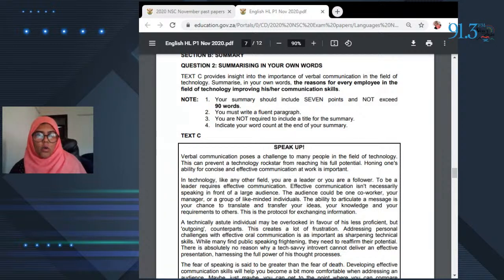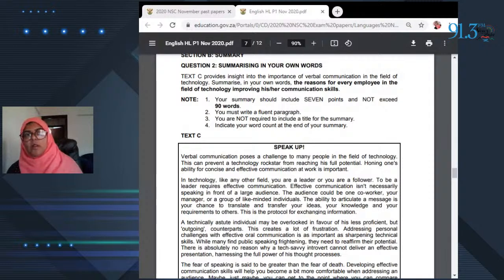And then also, the mark allocation for this is exactly the same as in Afrikaans. So you get 7 marks for 7 points. In English, they usually ask you to make things in points. They will tell you if it can be in paragraph form, or if you can put it in point form. So 3 marks will be for language, and 7 marks will be for points.